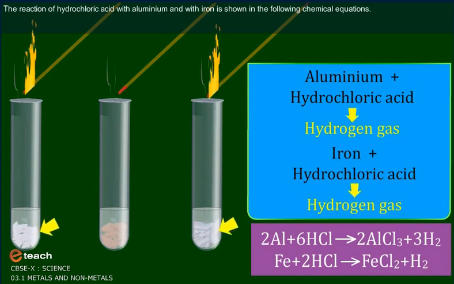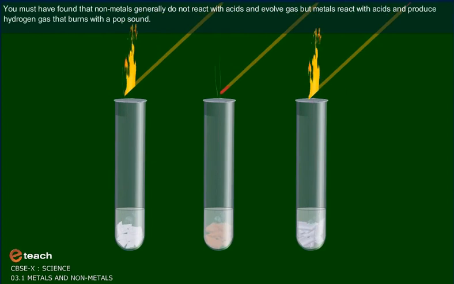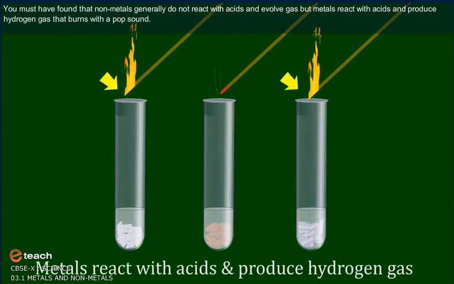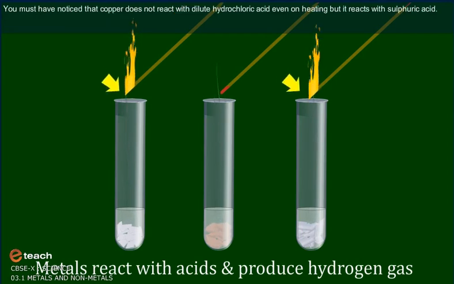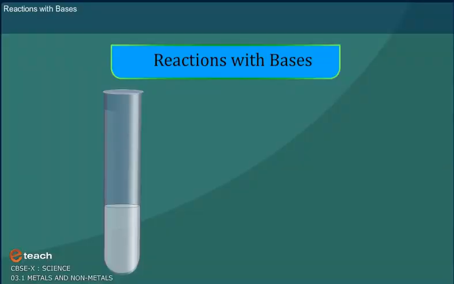Aluminium plus hydrochloric acid produces aluminium chloride and hydrogen gas. Iron plus hydrochloric acid produces iron chloride and hydrogen gas. You must have found that non-metals generally do not react with acid, but metals react with acid and produce hydrogen gas that burns with a pop sound. You must have noticed that copper does not react with dilute hydrochloric acid, even on heating, but it reacts with sulfuric acid. Reactions with bases.